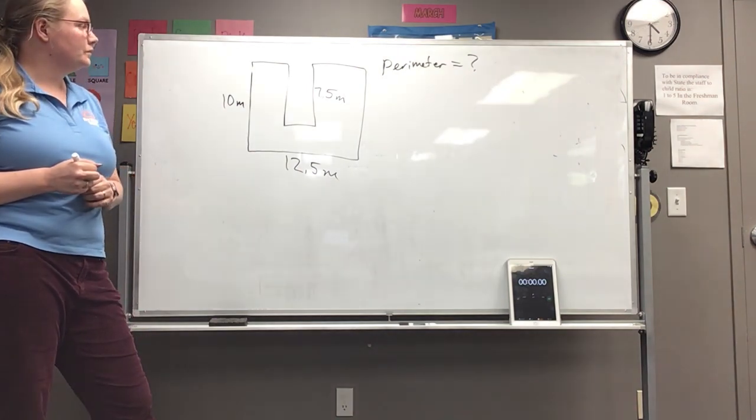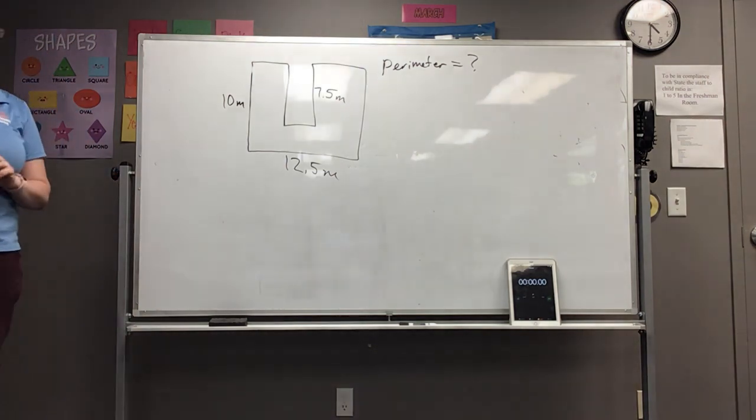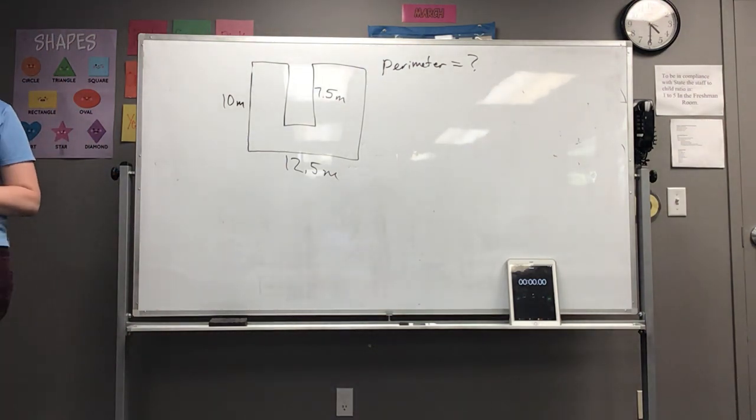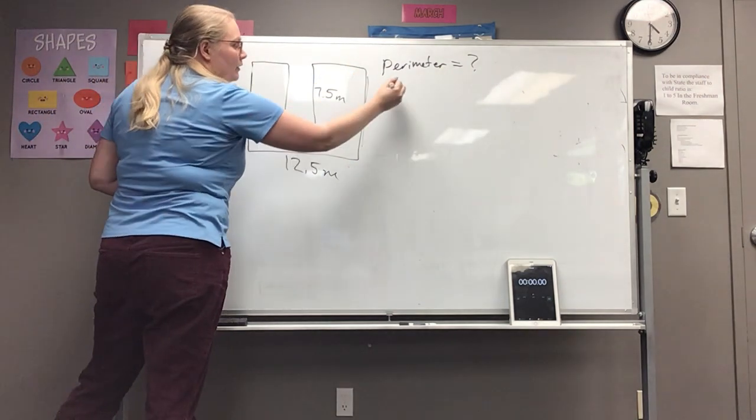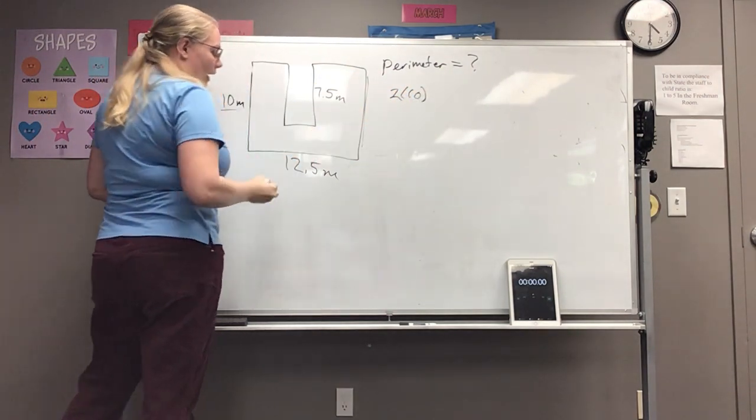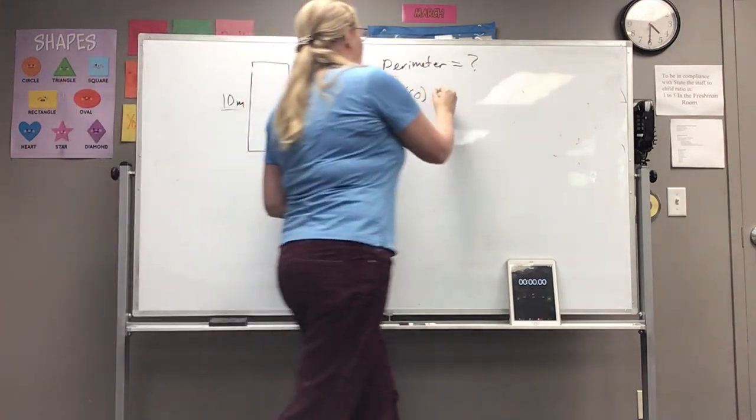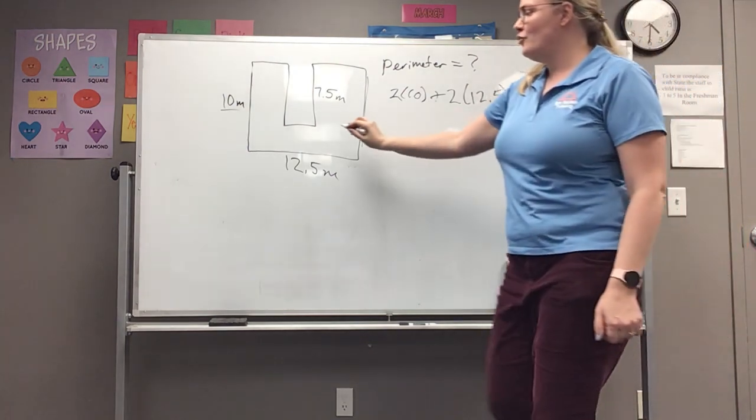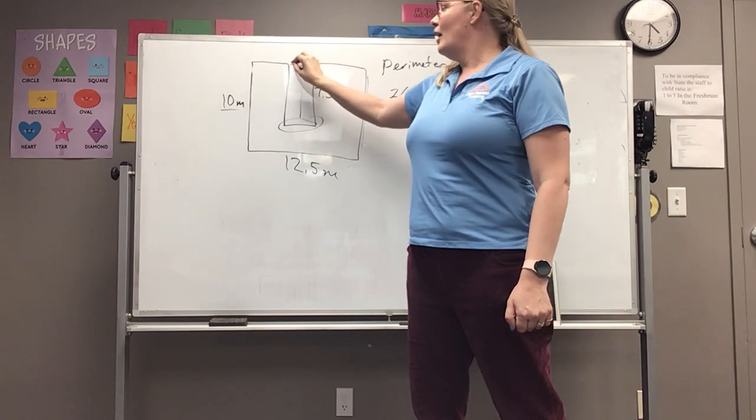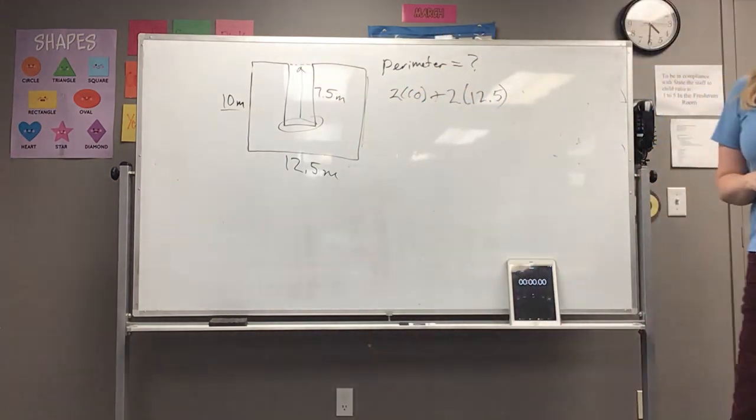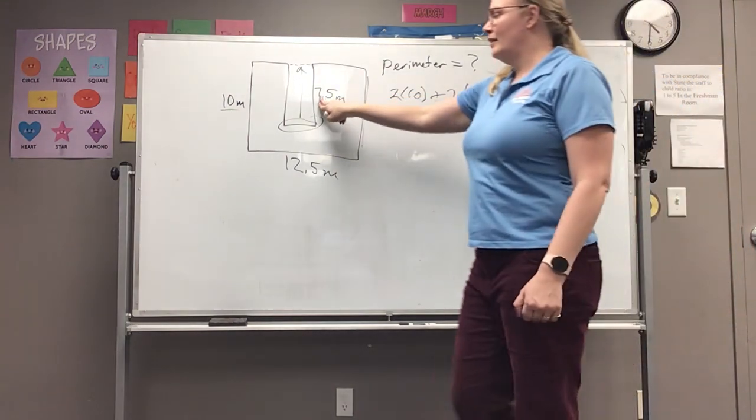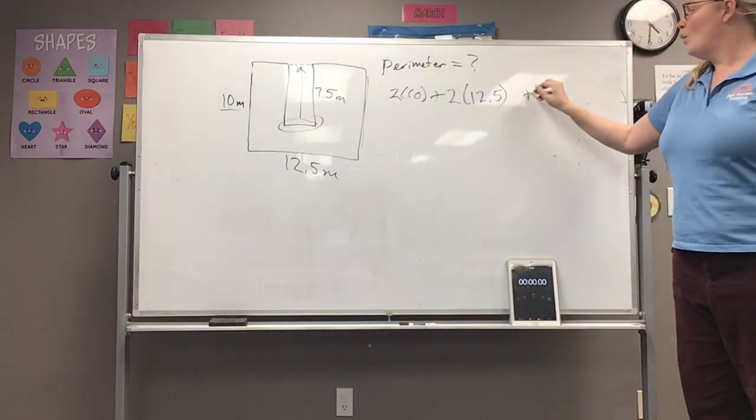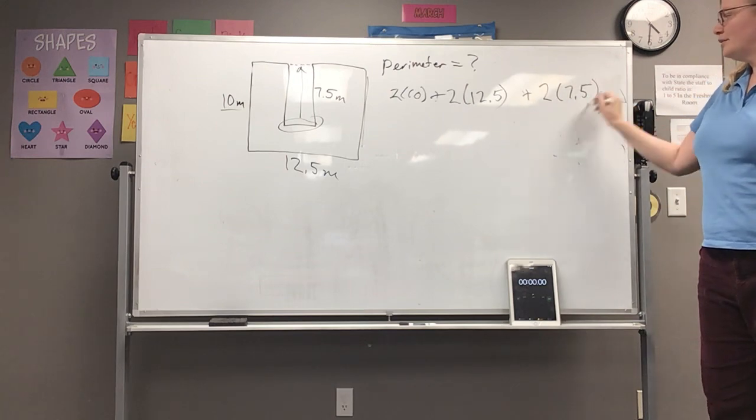So, intermediate question, if it didn't have that valley cut into it, what would the perimeter of the rectangle be? It'd just be 10 and 10, or 2 10s, and then 12.5 and 12.5, or 2 12.5s. And so that's essentially moving this piece up to here. The only thing left of the perimeter is 7.5 and 7.5, or 2 7.5s.